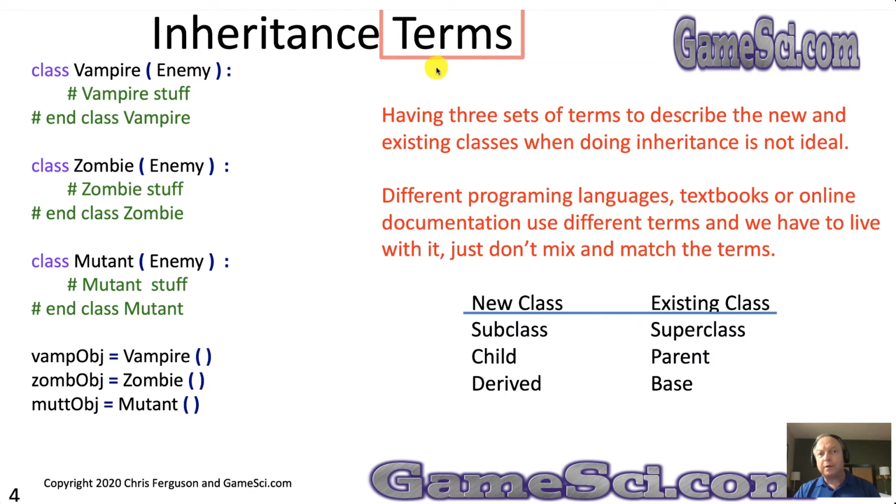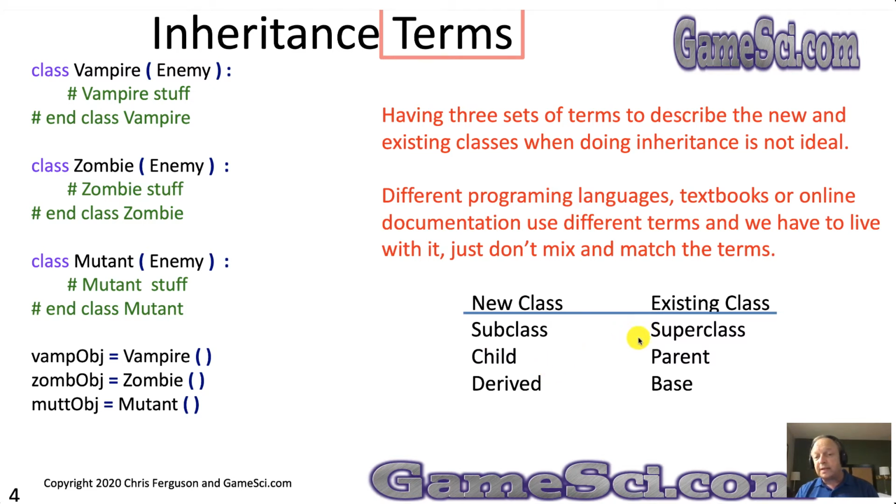Terms. What are we going to do about all these different terms? Having three sets of terms to describe the new and existing class when doing inheritance is not ideal. But we have to live with it. Different programming languages, different textbooks, or online documentation use different terms, and we have to live with it. Just don't mix and match the terms. Never say the subclass was created from a parent class. Never say the derived class inherits from the superclass.